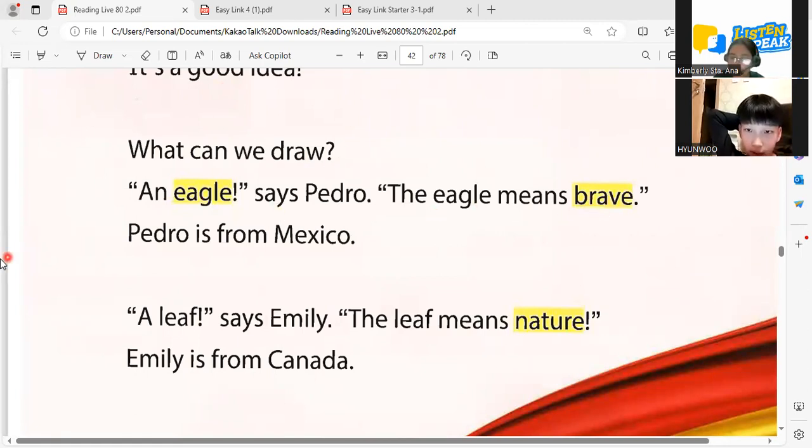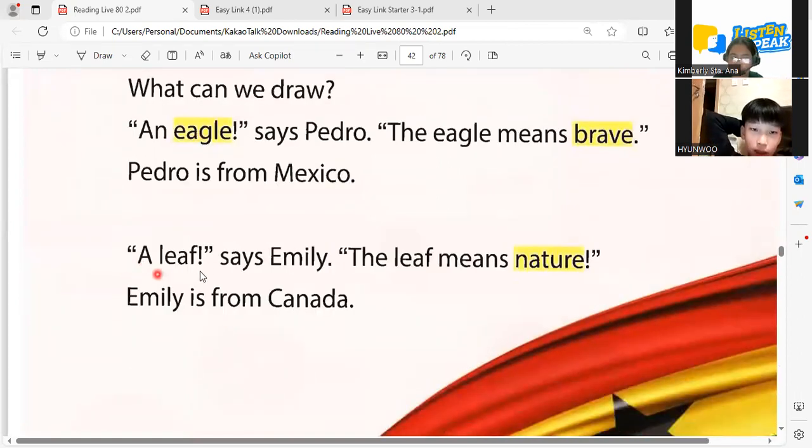The eagle means brave. Yes, and lastly, a leaf, says Emily. The leaf means nature. Emily is from Canada. Okay, so Emily suggested that they can draw a leaf, so it will represent nature. And Emily is from Canada.